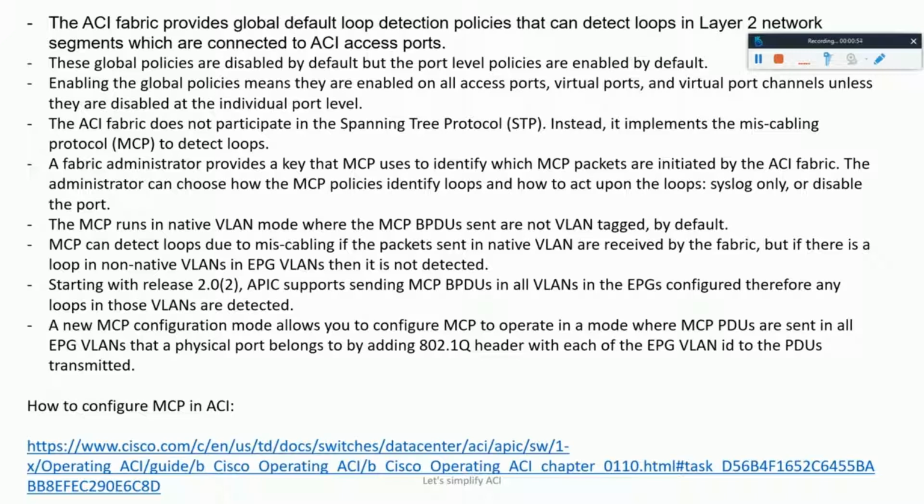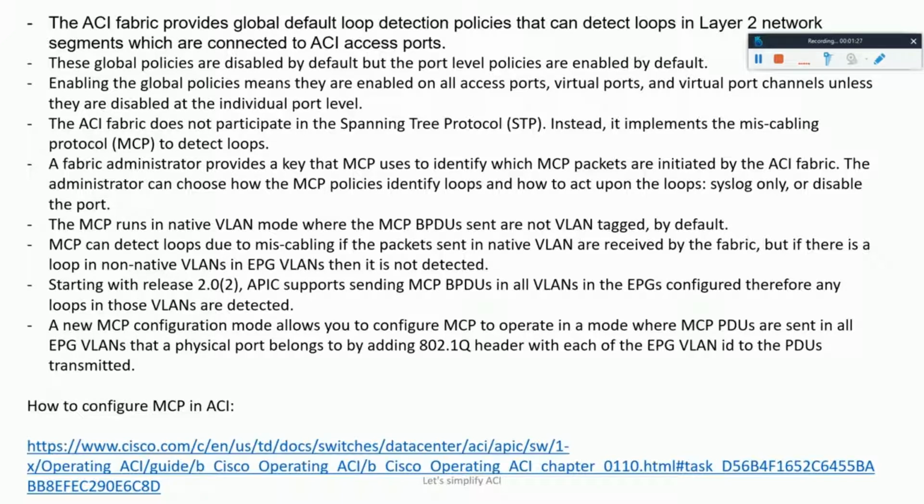Actually, by global, it means the loop detection would be enabled on not just ports, but on virtual ports and port channels as well. So when I say by default these policies are disabled, that means it is not active on any of the ports throughout the ACI fabric. And at the port level we can enable it, which basically means we can enable it at both the port level and the port channel.